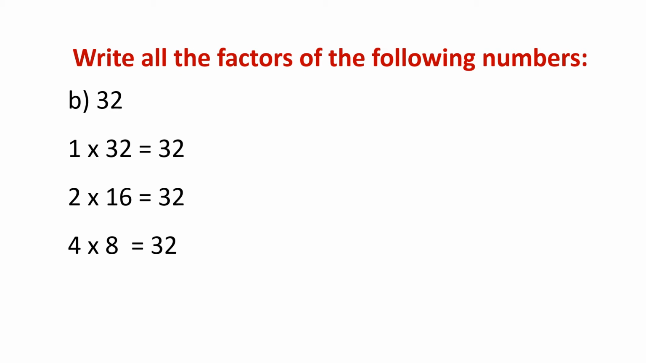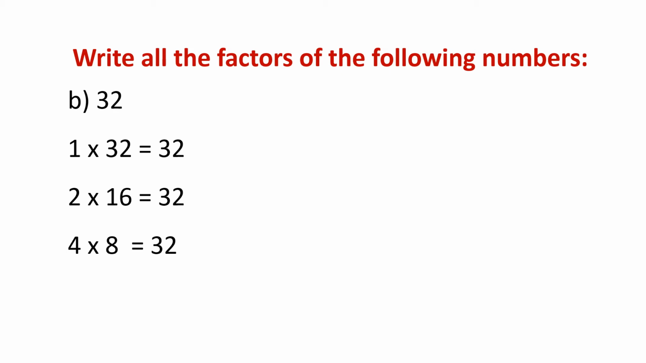Is 32 completely divisible by 6? No, because 6 5s are 30 and 6 6s are 36. So 32 does not come in the table of 6. So leave 6. Then we take the next natural number 7.